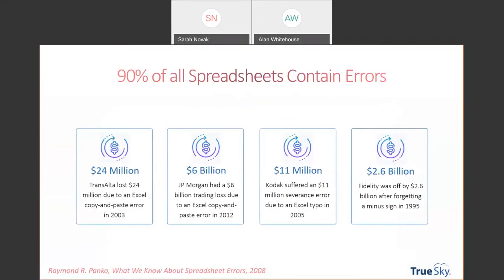As an example, JP Morgan lost $6 billion, with a B as in boy, because of a copy and paste error, right? Fidelity was off on their financials by 2.6 billion because a minus sign was missing, right? So obviously in your environment, hopefully your errors in Excel are not quite to this degree, but you have got errors in your calculations. You've got errors in spreadsheets. And again, some of these can be material at the end of the day.